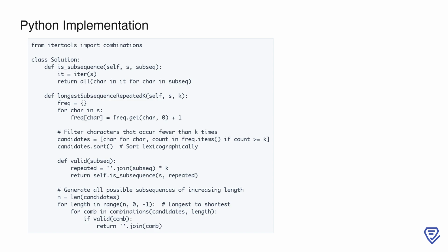Next, we define a helper function called valid, which takes a candidate subsequence, repeats it k times, and checks if it forms a valid subsequence of the string using the is_subsequence method. This ensures that the candidate not only exists in the string but also meets the repetition criteria.